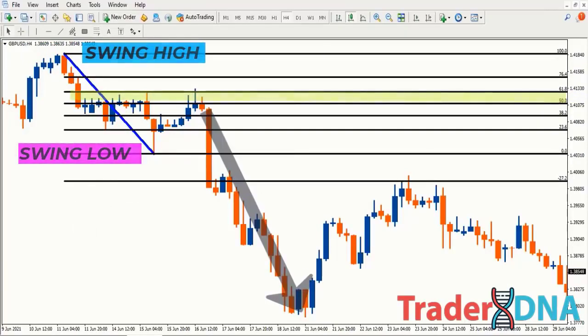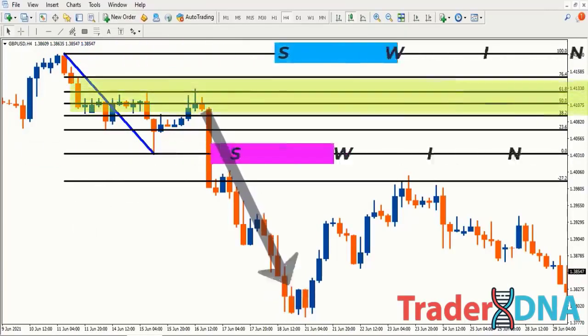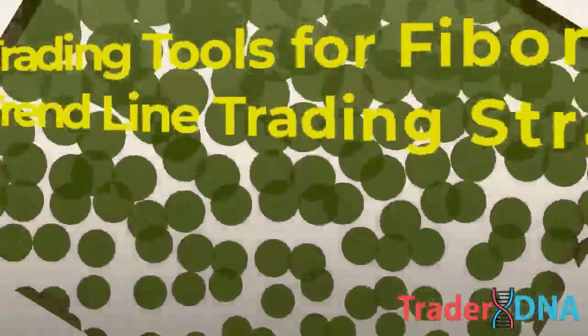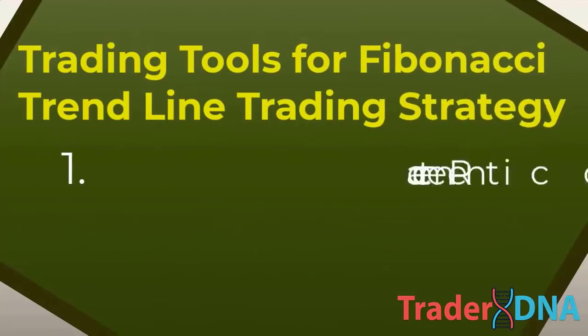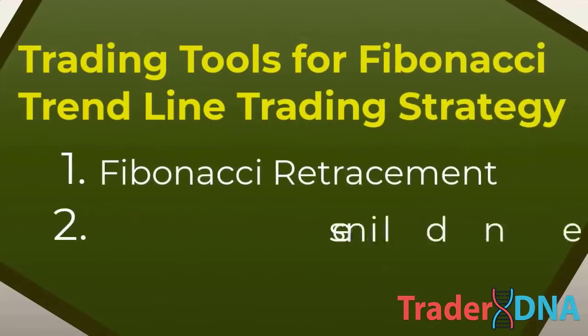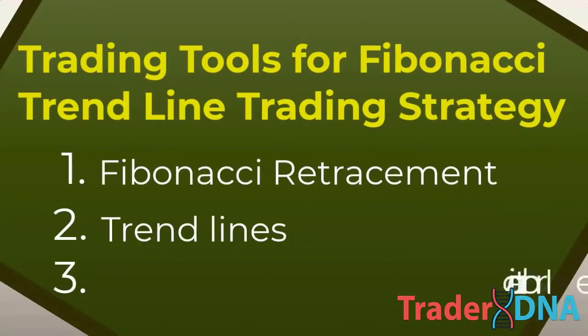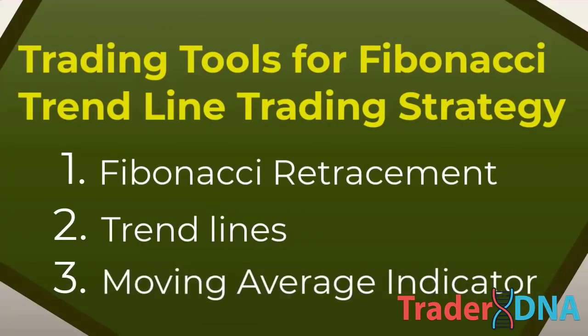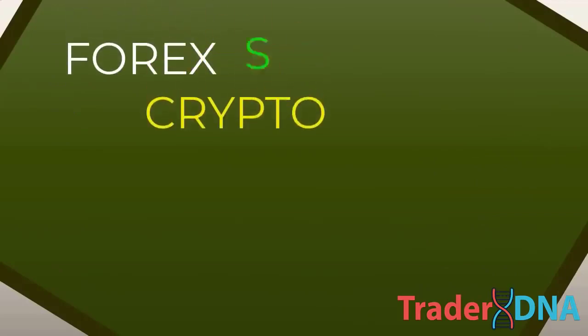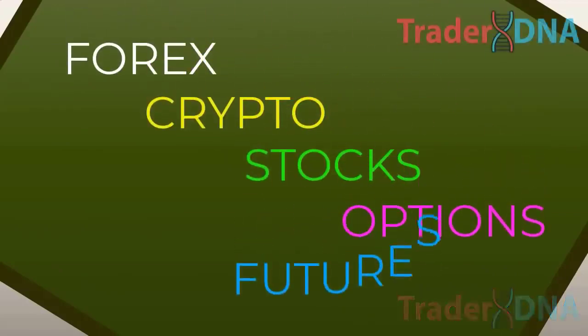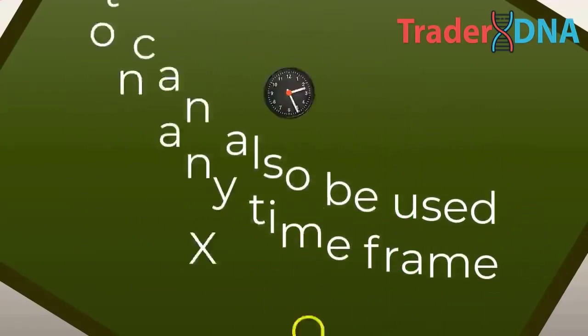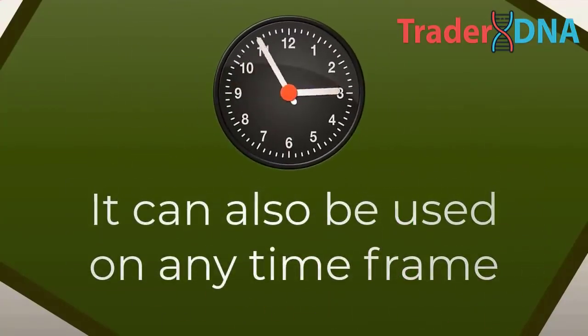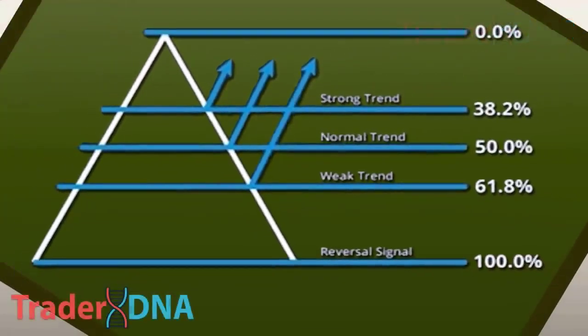Let's go ahead and look at all we will need with this trading strategy. Trading tools for Fibonacci trendline strategy. First, Fibonacci retracement. Second, trend lines. Third, moving average indicator. This trading strategy can be used with any market: forex, crypto, stocks, options, and futures. It can also be used on any time frame. This is a trend trading strategy that will take advantage of the retracement of the trend.